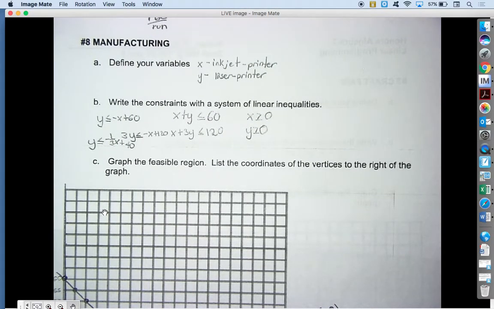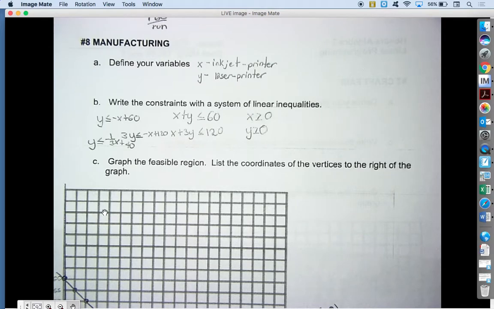Okay, number 8 says a company manufactures 2 types of printers, an inkjet printer and a laser printer. The company can make a total of 60 printers per day, and it has 120 labor hours per day available. It takes 1 labor hour to make an inkjet printer and 3 labor hours to make a laser printer. The profit is $40 per inkjet printer and $60 per laser printer. How many of each type of printer should the company make to maximize its daily profit?